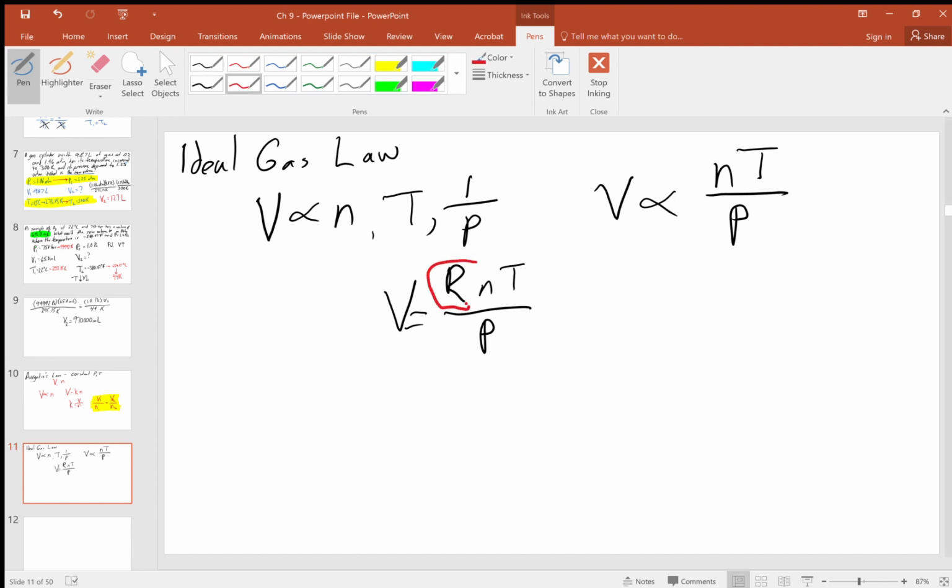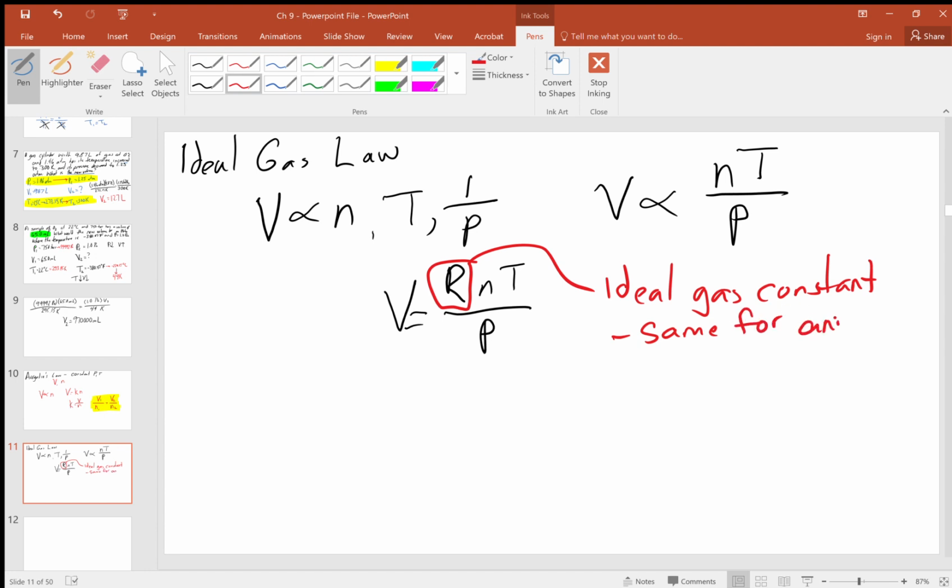Now it turns out this constant R is known as the ideal gas constant, and is the same for any ideal gas. So what is an ideal gas? Well, basically an ideal gas is any gas that follows the ideal gas law.